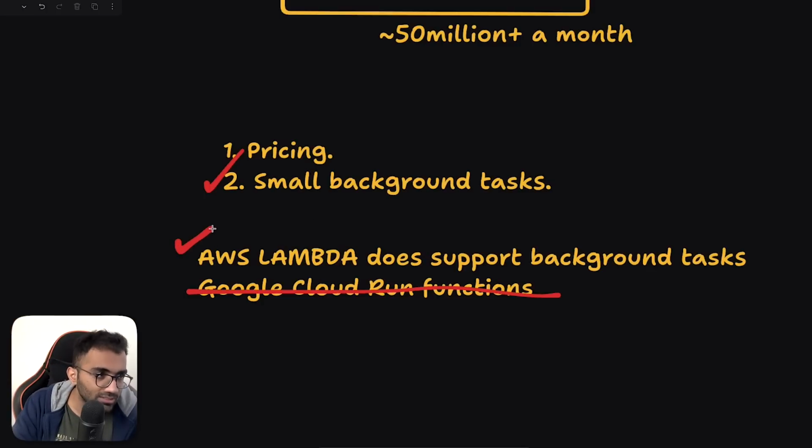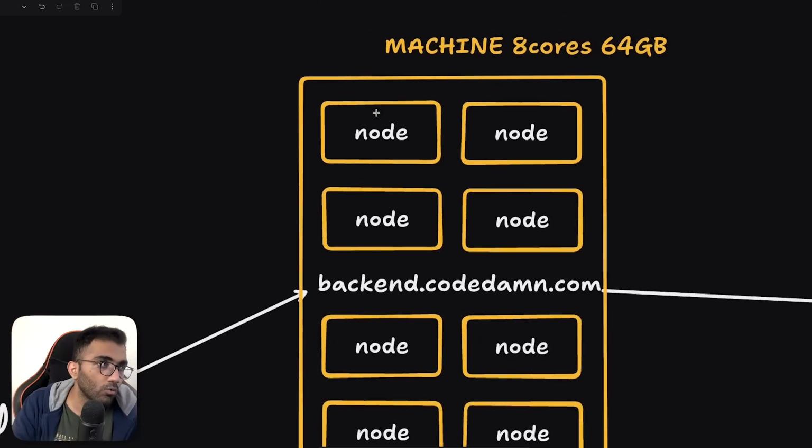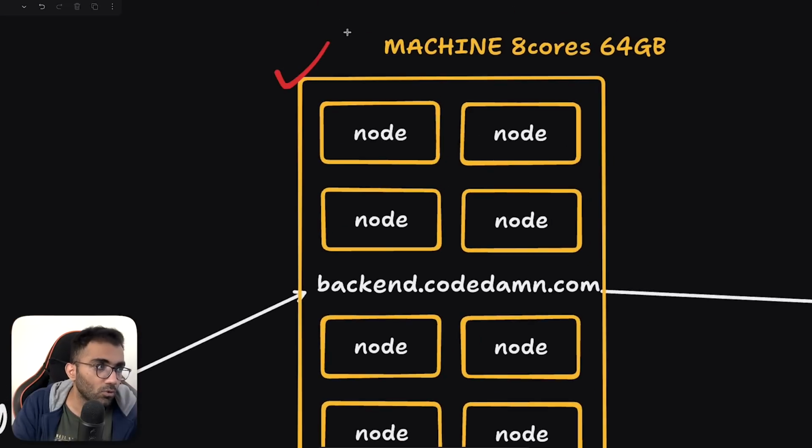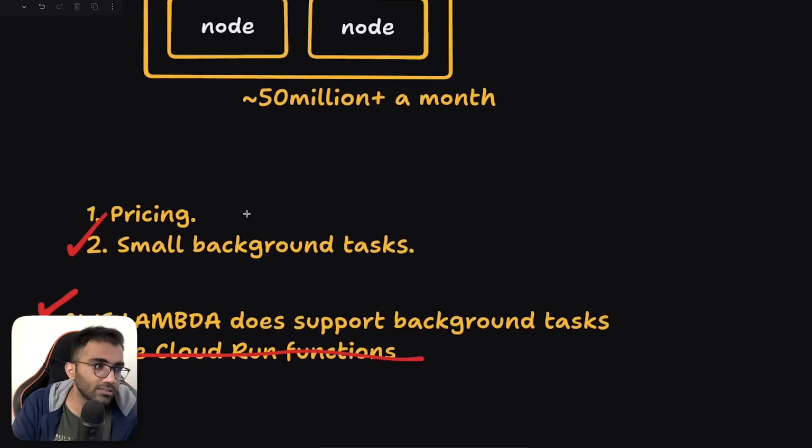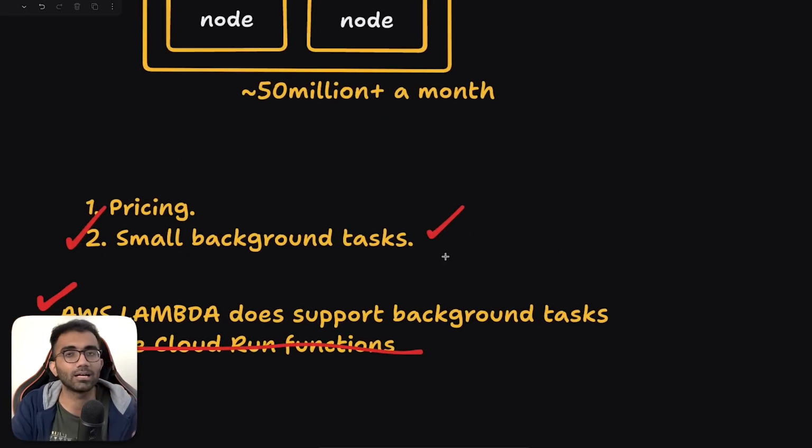AWS Lambda supports that, but with a caveat that this Lambda function can only run for up to 15 minutes in the background, right? One of the limitations which we have now overcome with this is that if we are hosting our own servers, we can just run background tasks for as long as we want, right? Because it's a server, it's just staying there.